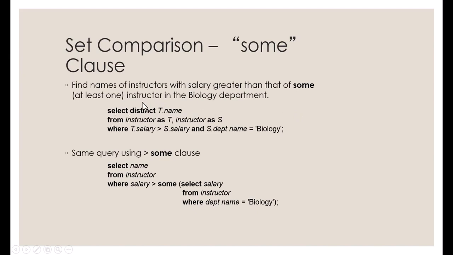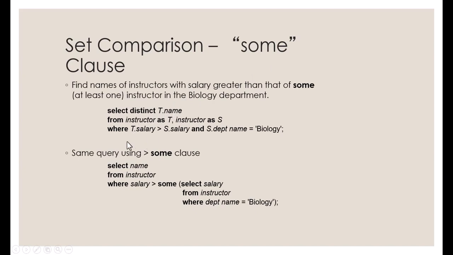So here we have select distinct T.name. T here is actually instructor. We just renamed it: instructor as T and instructor as S. So we are taking a Cartesian product between instructor and instructor. These are two different instances of instructor. The first one is T, the second one we call S. We want to return T's name, meaning the first instance of the instructor, the name of the instructors who make more than at least one other instructor who works in the biology department.